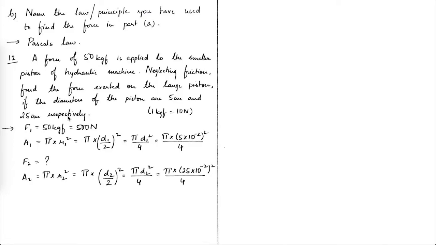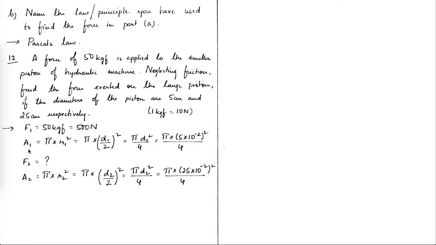If you have followed the previous videos, you would have seen from last 5 or 6 problems, we are doing the same type of sums. In this, the diameter is given, that is, the diameter is given to be 5 centimeter for the smaller piston and 25 centimeter for the larger piston. Force on the smaller piston is given as 50 kgf. When we convert kgf to newtons, we multiply by 10. So 50 into 10 gives me 500 newtons. So the force happens to be 500 newtons.